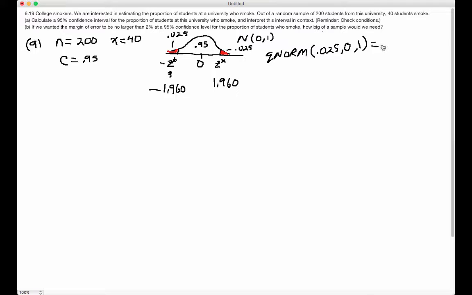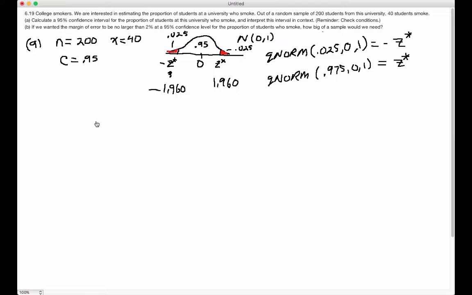Or if you were just an uber geek and you wanted to get the upper z star here, you could go qnorm, do this just to satisfy your curiosity, and realize that the area below the upper z star is 0.975. So I put in 0.975, comma 0, comma 1, and you're going to get back the positive z star value. Okay, enough geeking on that. Let's go ahead and get our confidence interval built.